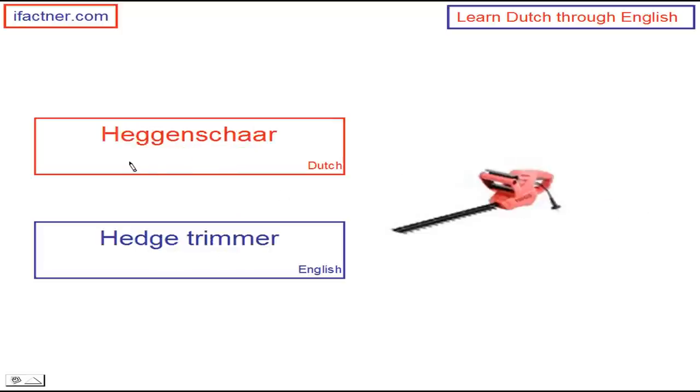Hedge trimmer is heggenschaar. Schaar is trimmer. H-E-G-G-E-N, heggenschaar. S-C-H-A-A-R, schaar. Some people would say Hagen schaar, but it's between G and H.